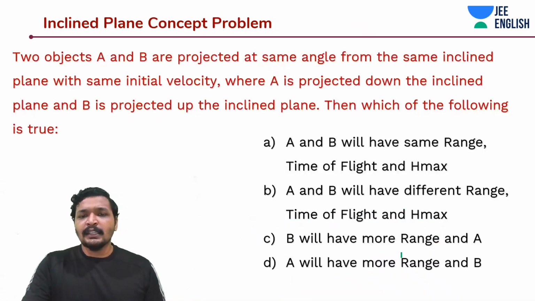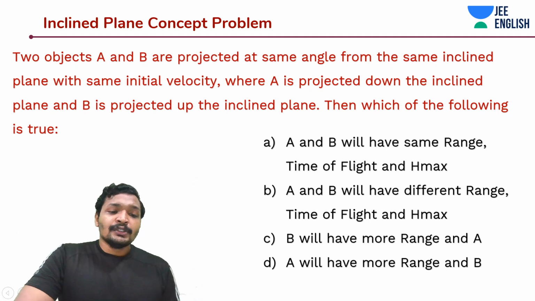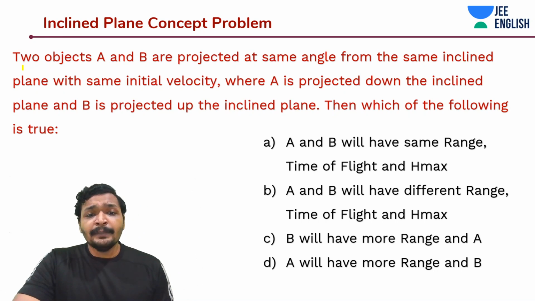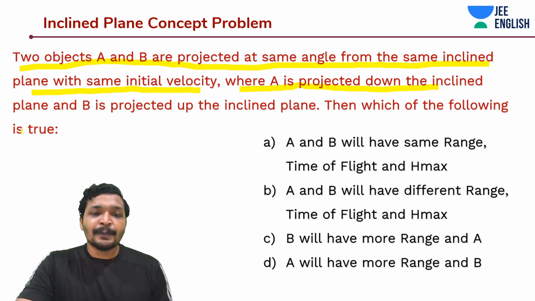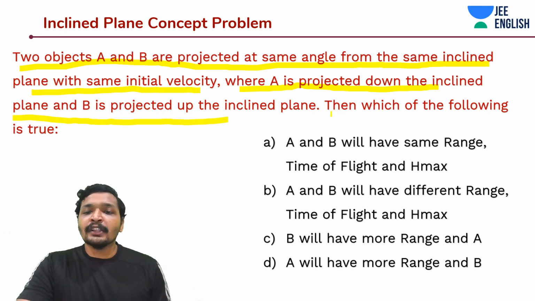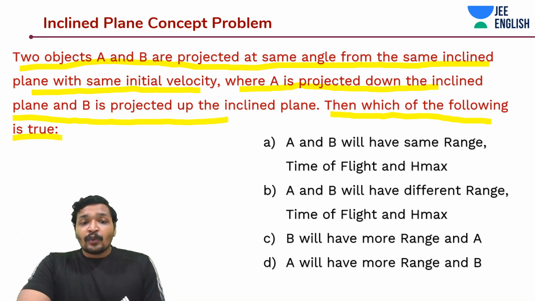Now we will do something interesting, that is solve a few problems around this inclined plane problem, like a conceptual problem, and then we'll get into an IIT JEE problem, a latest IIT JEE problem. Okay guys, so there are two objects A and B projected at the same angle from the same inclined plane with the same initial velocity, where A is projected down the inclined plane and B is projected up the inclined plane. You already know the answers guys, keep typing it, keep writing it down. Then which of the following is true?